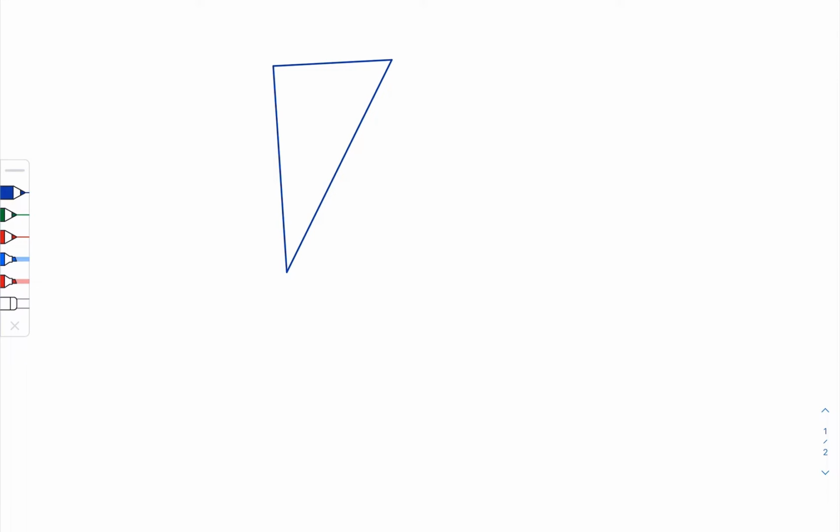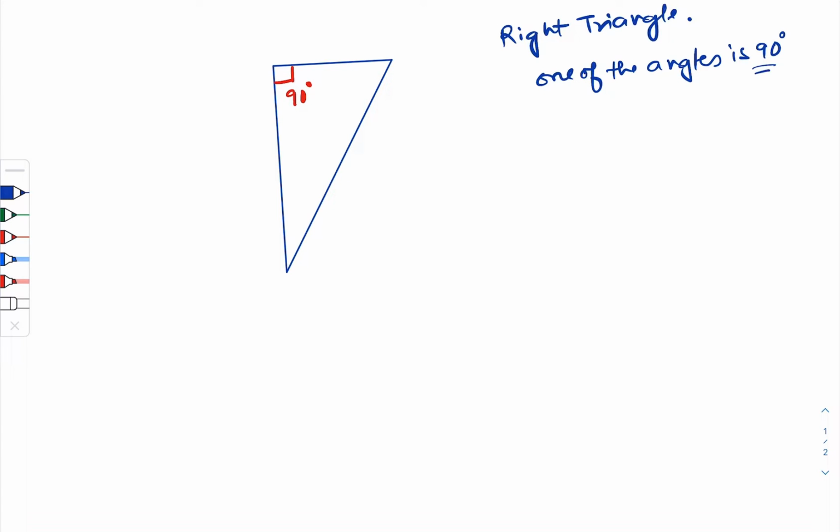Okay, so let's say you're given a triangle that looks like this, and when we say a right triangle, one of the angles is 90 degrees. So that's 90 degrees. So this type of triangle is called a right triangle, which means that one of the angles is 90 degrees. Okay, so when that happens, it's important to understand that you have three sides in a triangle, and when one of the angles is 90 degrees, there's a relationship between the sides.